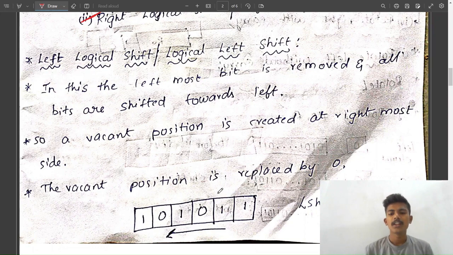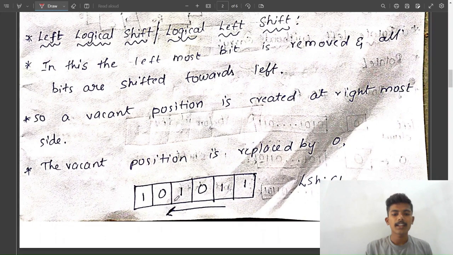So in this logical left shift, we have taken one data, and we shift the data towards the left side. The bit in the leftmost side will be eliminated, and a vacancy is created at the rightmost bit and it is replaced by 0. Now let us see an example to understand that clearly.